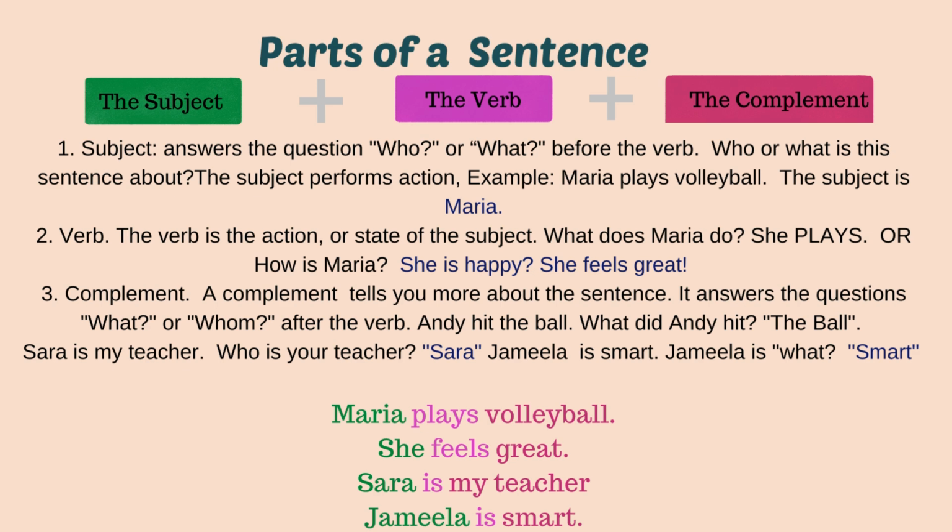Jamila is smart. Maria, look at the colors. They correspond with the part of the sentence. Maria is in green. It is the subject. Plays is a verb. Volleyball is the complement. Maria plays volleyball. She feels great. Sarah is my teacher. Jamila is smart.